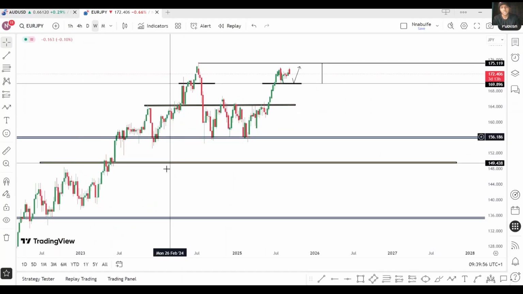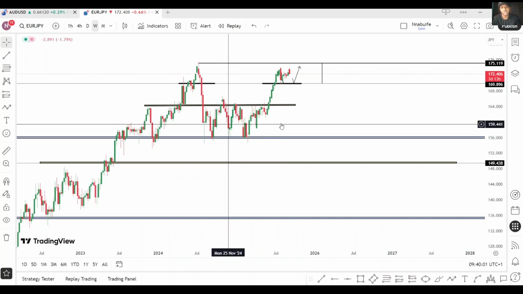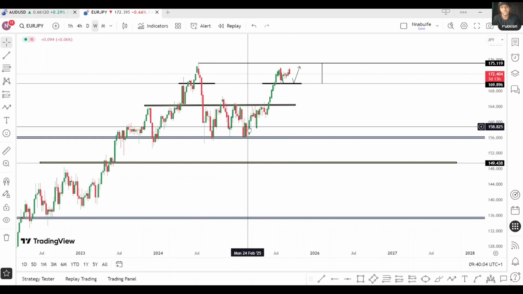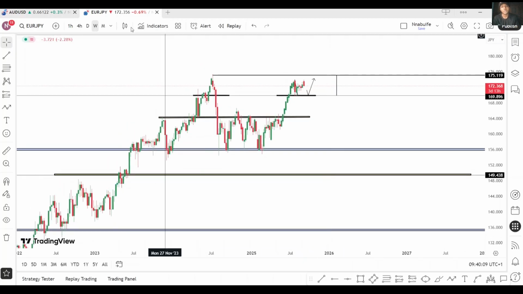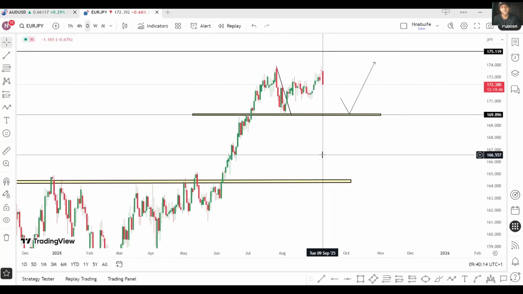Weekly time frame, higher highs and higher lows. Although this is a consolidation, you can still count it as a sideways movement, or you can still count it as a higher low, then give a higher high or equal highs. So we are still bullish on the weekly time frame. On the daily time frame is where I now come to find buying opportunities.